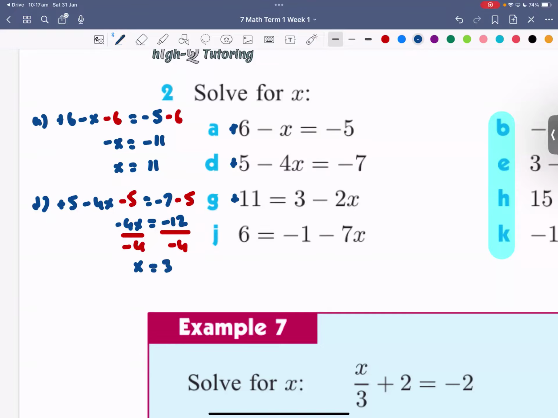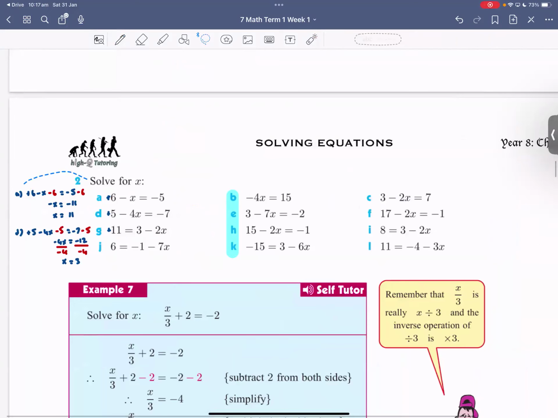Do you guys all know that when you divide two negative numbers, it's positive? When you multiply two negative numbers, it's positive, and when you divide two negative numbers, it's positive. We should know those rules. If not, you need to practice your negative numbers.